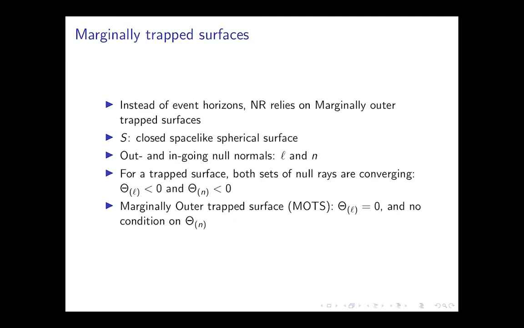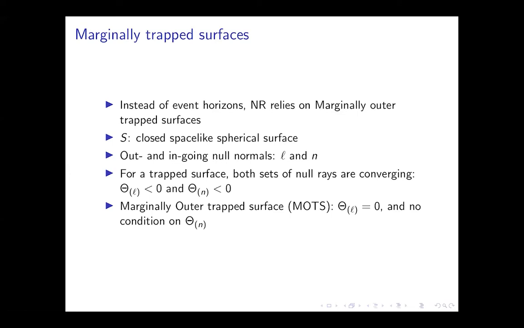So first of all, what are marginal trapped surfaces? It's quite straightforward. These are closed surfaces of spherical topology. Spherical topology does not mean that they have to be exactly spherical; they can be highly distorted. But they have to be closed. And the condition is that the outgoing light rays from these surfaces have to have zero expansion.